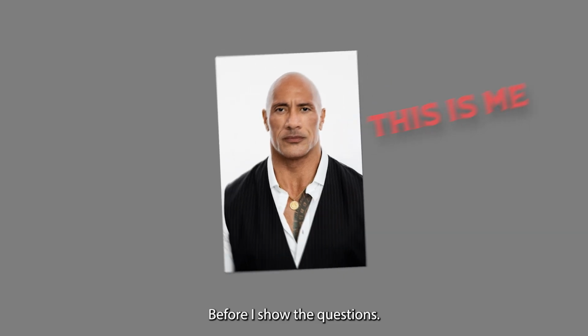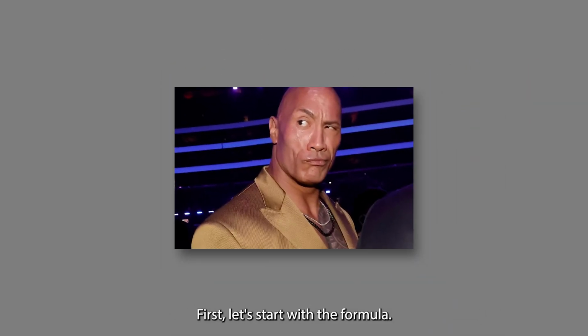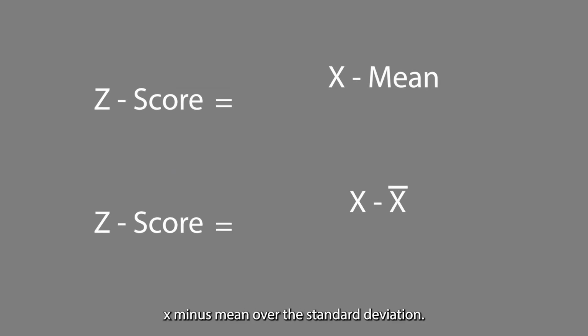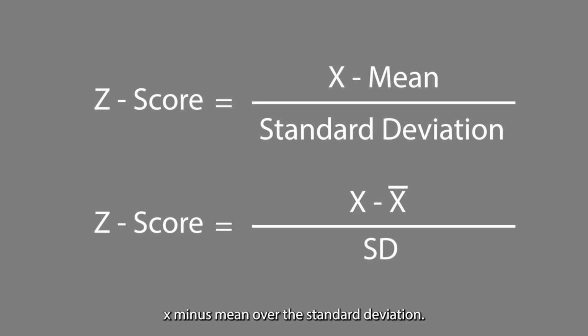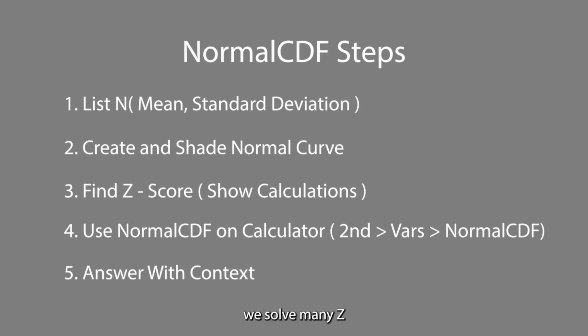Before I show the questions, how do we solve z-score problems? First, let's start with the formula. Z-score equals x minus mean over the standard deviation. You will be seeing this a lot more later. And now, the normal CDF steps. This will be how we solve many z-score problems in the future.